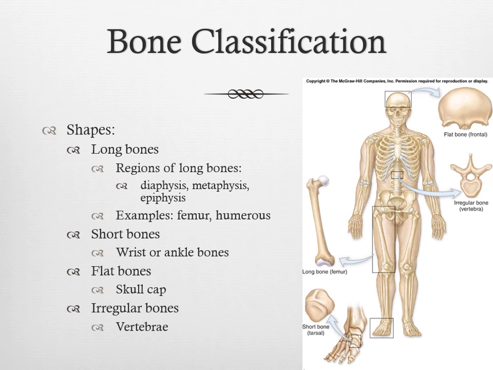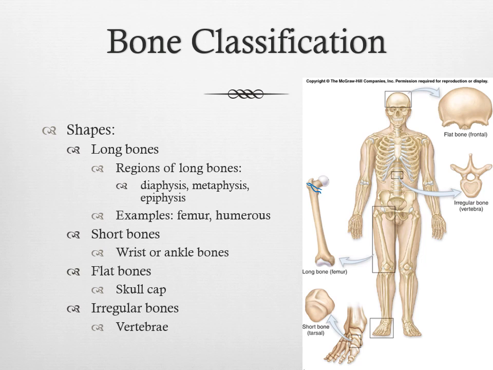Long bones, as the name implies, are long. They tend to have a bulbous end at either end of the bone. There's an expansion at either end of the bone called an epiphysis. The center of the bone is referred to as the diaphysis. Where the epiphysis ends and the diaphysis begins, there's a small area called the metaphysis. This is also referred to as the growth plate.